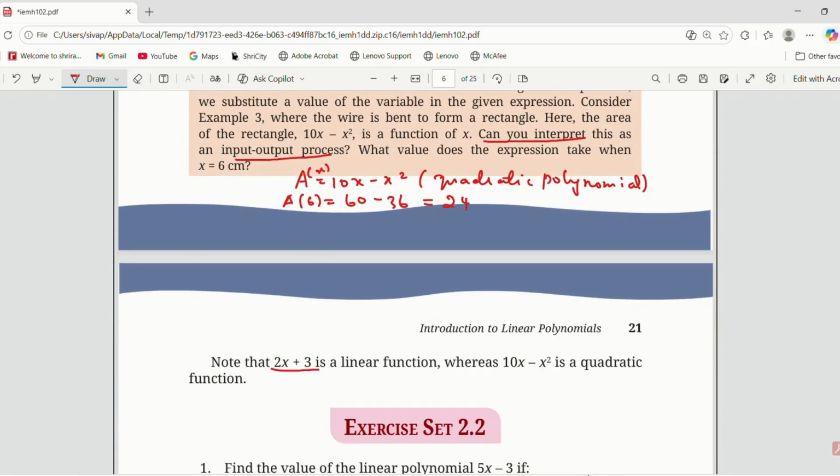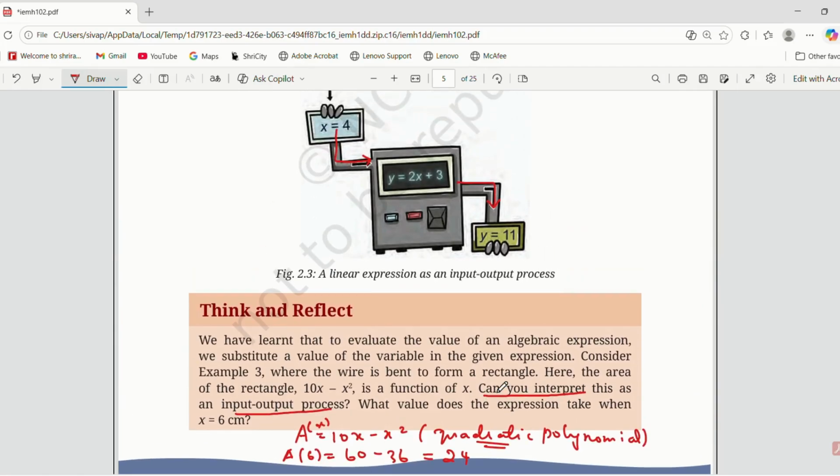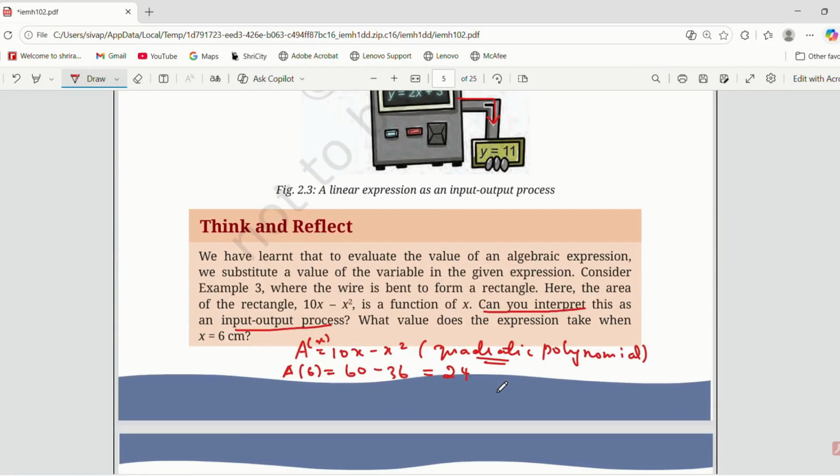Then note that 2x plus 3 is a linear function, which we have already written. The one they have given in the input output machine is a linear polynomial, but the one we took now is a quadratic polynomial.